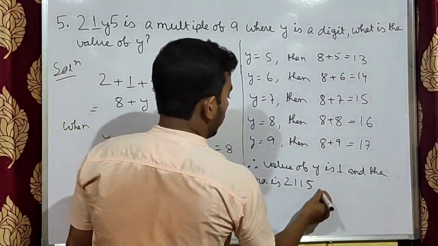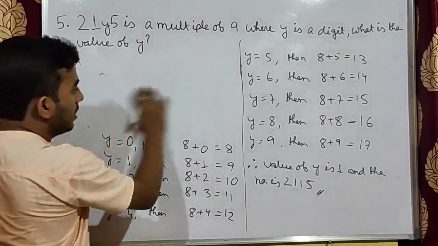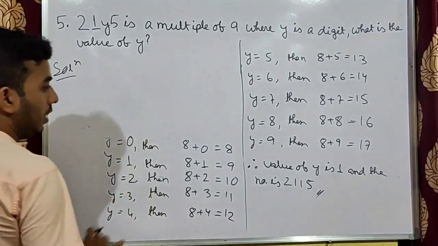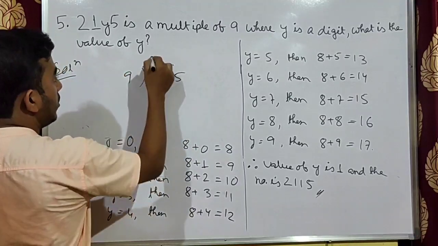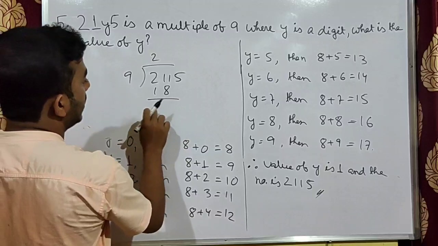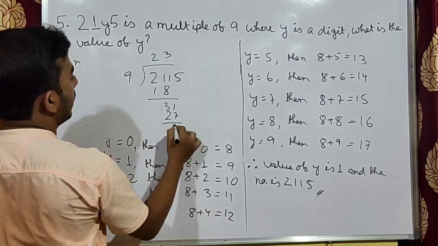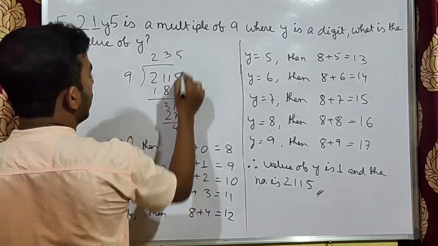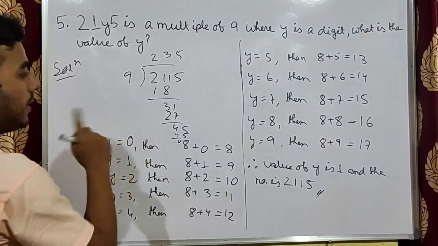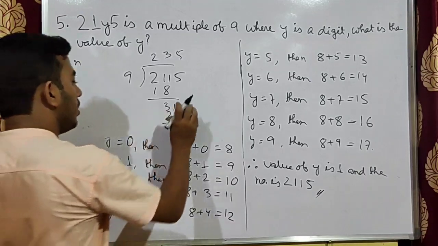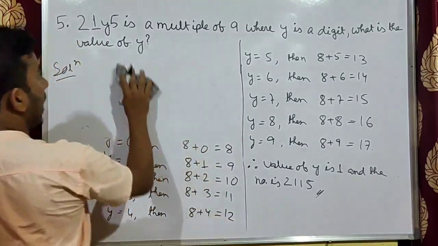Now let us cross check whether this is divisible by 9 or not. If not, then I have made a mistake somewhere. So let us divide 2115 by 9. 9 into 2 is 18, subtract, we get 21, then bring down 1 and 9 into 3 is 27, then 45, and 9 into 5 is 45. Look, the remainder comes 0. That means 2115 is divisible by 9. Up to this clear? So did all of you see how we find the value of the unknown digit?